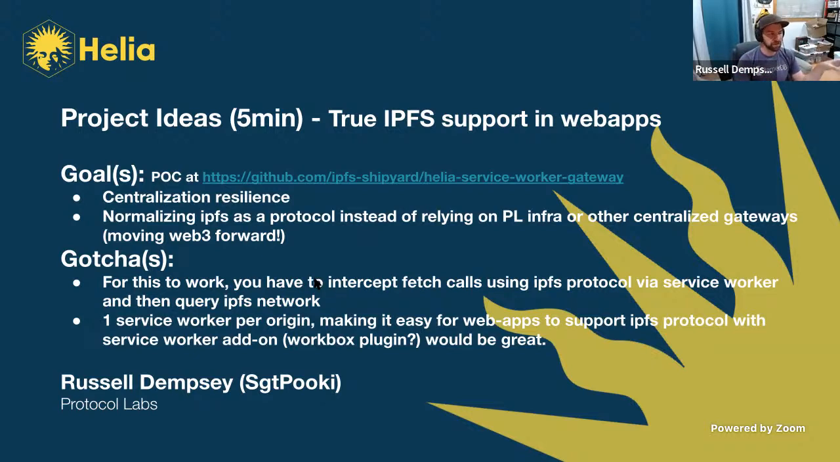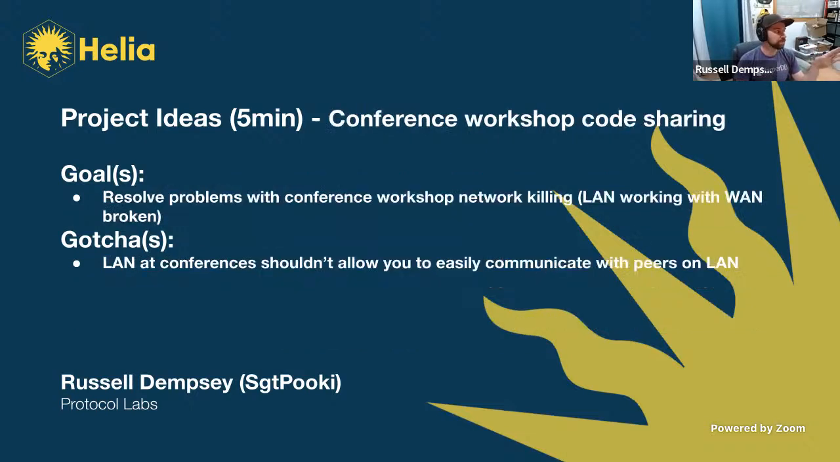There are some gotchas around intercepting fetch calls with service workers and different things there that you could run into. And then only one service worker per origin. So for web apps that already have a service worker, there's an issue for that. But it could be a really, really cool problem for moving Web3 forward.